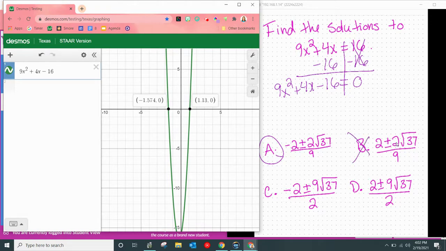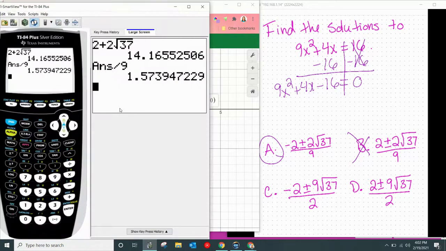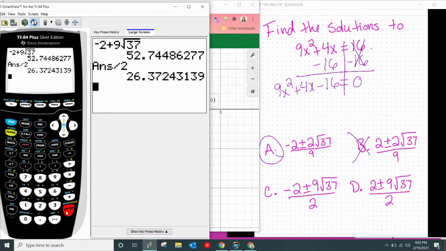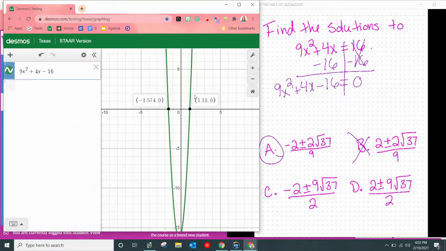And usually if you type in just the first one, you can see which one is going to match. I'm going to type in a couple more just so you have some more reference on how to type this in the calculator. Let's try C. Let's see why it doesn't work. So it's -2 plus, I'm doing the plus one. I could come back and do the minus one if the plus one works, if it matches one of my answers. 9 square root 37, enter, divided by 2 this time. 26. Do I have 26 as one of my answers? No. My x-intercepts are -1.574 and 1.13.